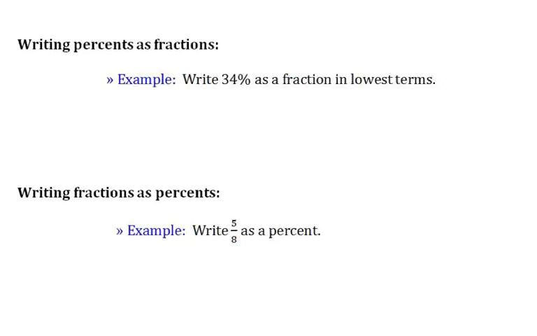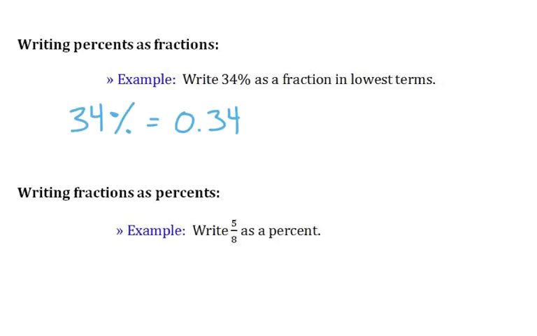Finally, we also just want to make sure we can write percents as fractions and fractions as percents. So the stepping stone in between is basically the decimal. So if we were given 34% and asked to write it as a fraction in lowest terms, I'm going to start by just saying 34% is the same as 0.34. That uses what we just discussed. Moving the decimal 2 places to the left to get it in decimal form.